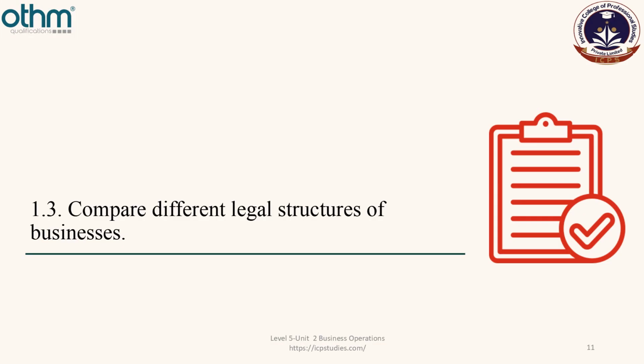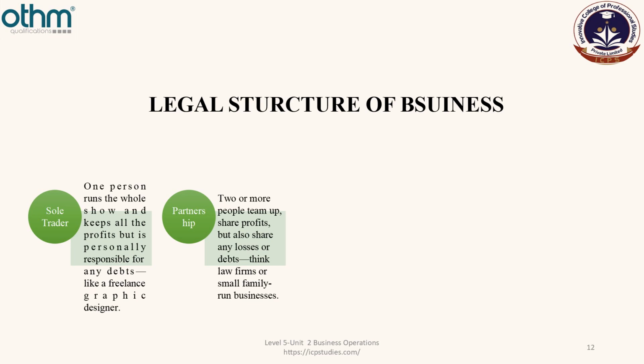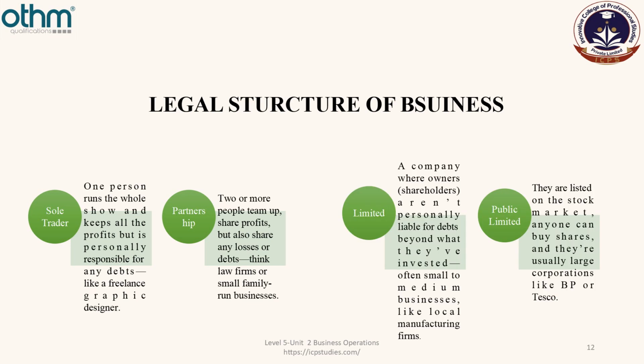Now we have the third assessment criteria in which we compare the legal structure of the business. So we have a total of four legal structures of the business. The first one is the sole trader. In a sole trader business, only one person runs the whole business, and he keeps all the profit to himself, but it is his personal responsibility if there are any debts. So he is responsible for any type of loan. For example, any freelance graphic designer can be a sole trader.